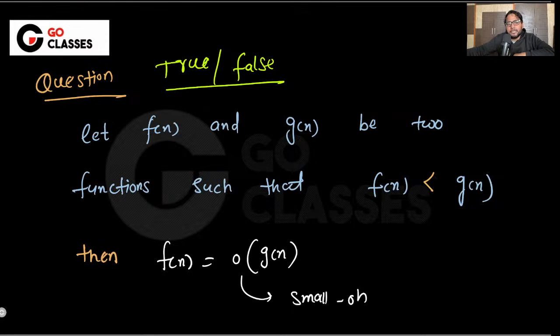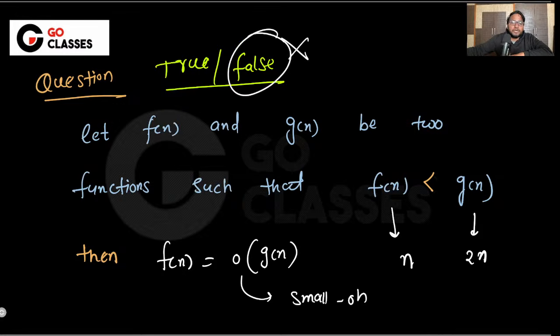See, what I'm saying is, let Fn and Gn be two functions such that Fn is strictly lesser than Gn. Am I saying this is asymptotic? I can't say this is asymptotic. This is a normal lesser than, which means Fn could be n and Gn could be 2n only. If it is a normal lesser than, can I say it is small o? No, it could even be theta. So that's why this is false.